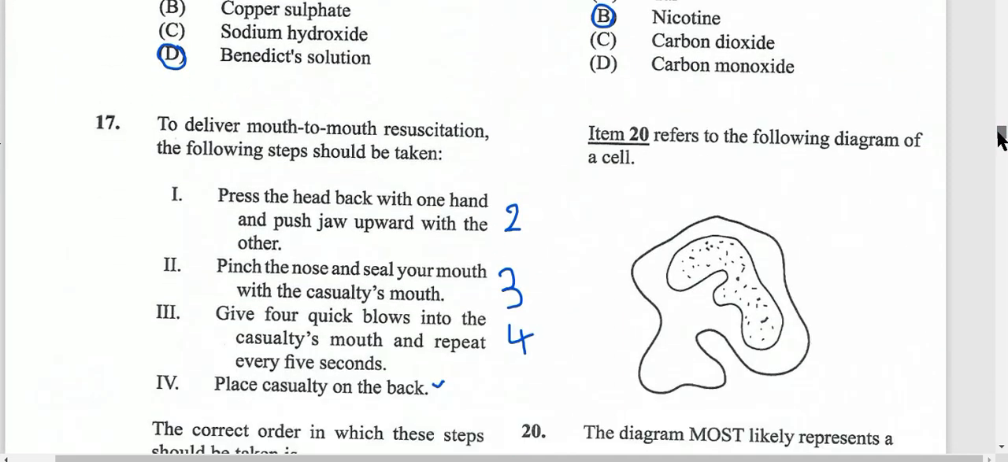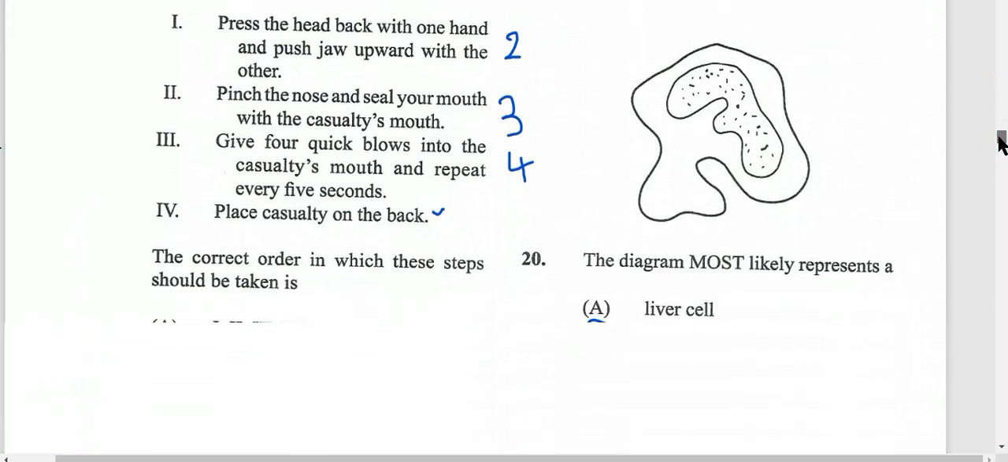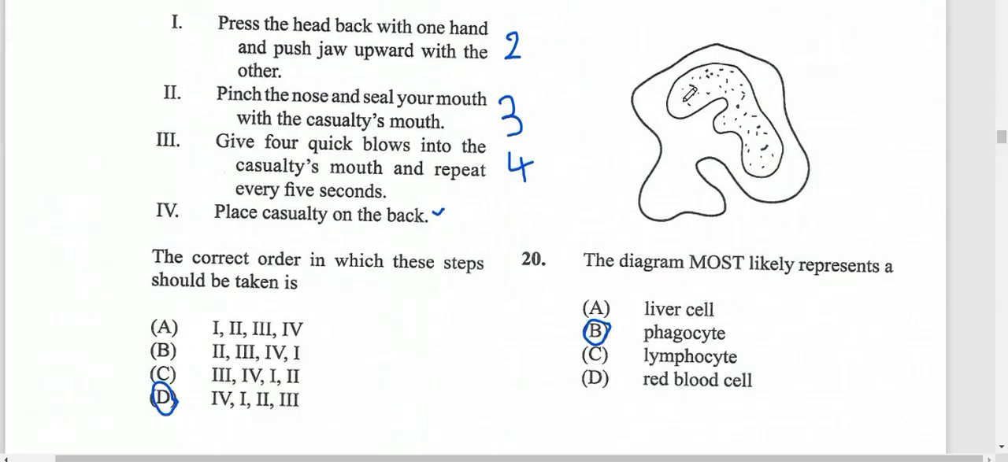Now we move on to question number 20, which refers to the following diagram of a cell. We're looking at a lobed nucleus here, looking like an F that's turned backwards, and pretty much a loop here, what we refer to as a pseudopodia. So this is pretty much the phagocyte. It's a type of white blood cell called a phagocyte or granulocyte. The question is asking, the diagram most likely represents the phagocyte. It's going to be any day of the week. So our answer here for 20 is going to be B.